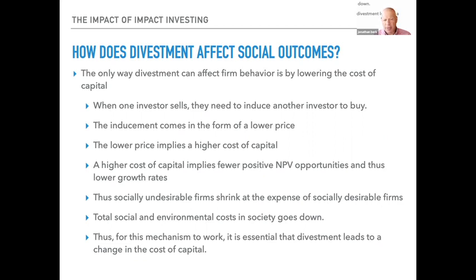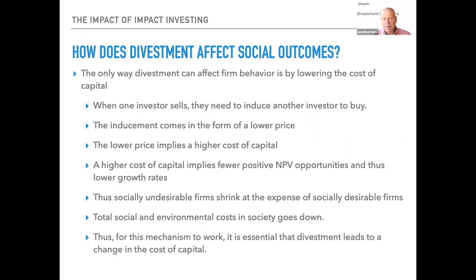So if that isn't affecting the social outcome, the only other way of affecting it is what we call the cost of capital effect. And this is how that works. When you sell your stock to somebody else, you have to induce that person into buying the stock. And the way you induce somebody into buying the stock is you lower the price. So when a socially conscious investor sells their stake in a company, in order to induce somebody else to buy it, they have to offer a lower price. What that means is that it raises the cost of capital for the firm, because the lower price essentially means the firm has to pay a higher return for new capital.